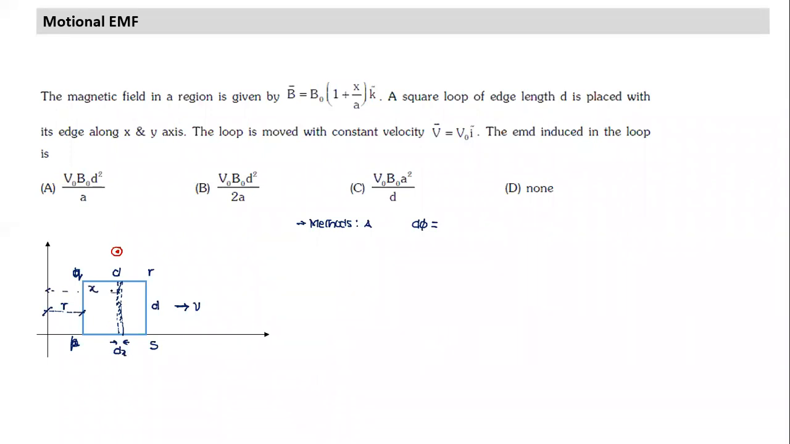So what is the flux through this particular narrow strip? The field is perpendicular to the plane, so dΦ will be equal to area into B. The area is equal to d into dx, and the magnetic field at that position is equal to B naught, and in place of x, I'll put the x coordinate.